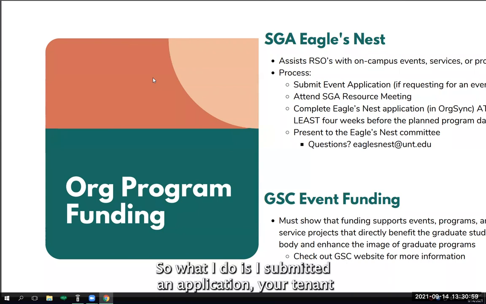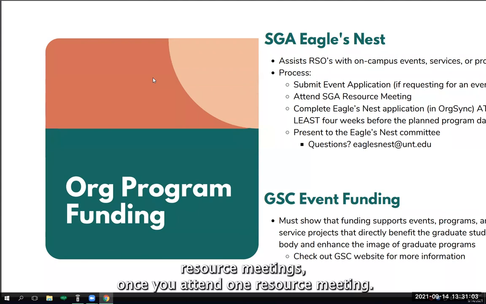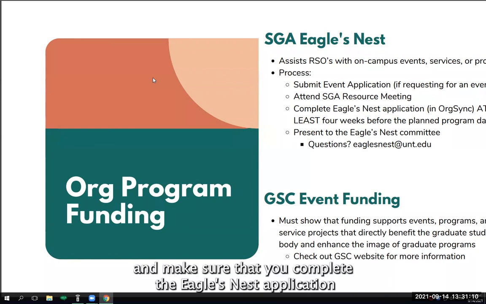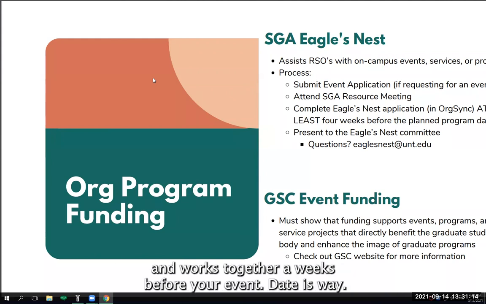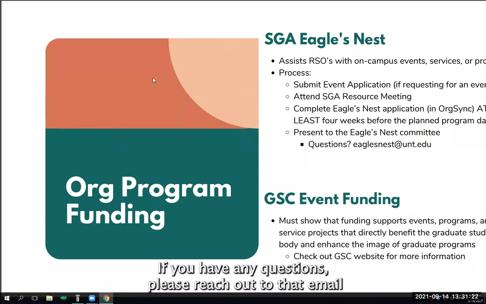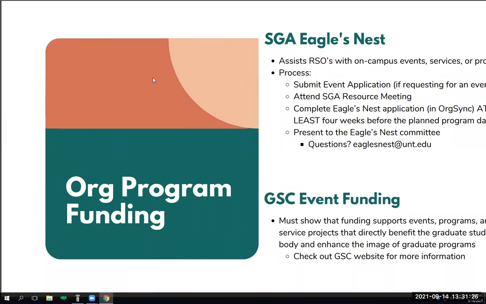What you'll do is submit an event application. You'll attend an SGA resource meeting. Once you attend one SGA resource meeting, you don't have to attend another one. So once for the year, and then you're good to go. Make sure that you complete the Eagle's Nest application in OrgSync at least 4 weeks before your event date. This way they have an adequate amount of time to review, and then you'll present in front of the Eagle's Nest committee. If you have any questions, please reach out to that email because they'll be able to respond back to you with any further answers or questions regarding your event.